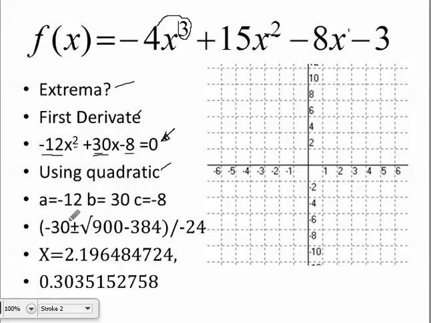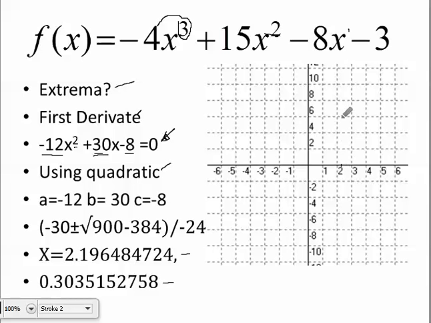Well, negative B, that's negative 30, plus or minus the square root of 30 squared, which is 900, minus 4 times A. 4 times negative 12 times negative 8 gives me 384, divided by 2A, negative 24. It turns out to be these two ugly looking numbers right here, but that's 2.12. That's going to be right in here somewhere. That means my maximum is going to be there.